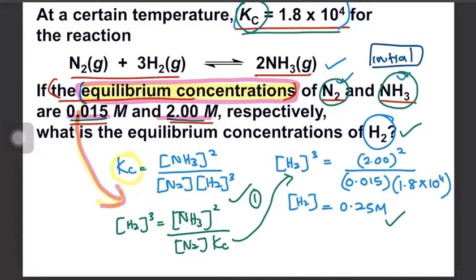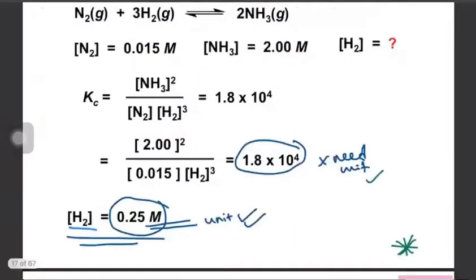Now, please make sure that, in order to substitute values into Kc or Kp, it must be equilibrium concentration. You cannot substitute in any other values like initial or final. It must be at equilibrium. So that was what we were doing until yesterday. Okay, but today we are going to go advanced.